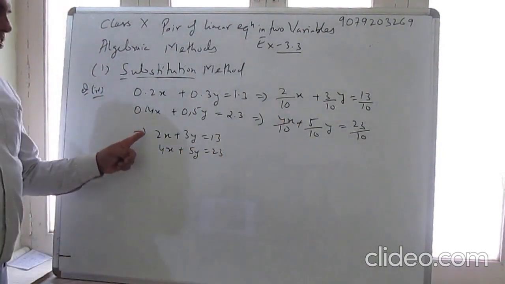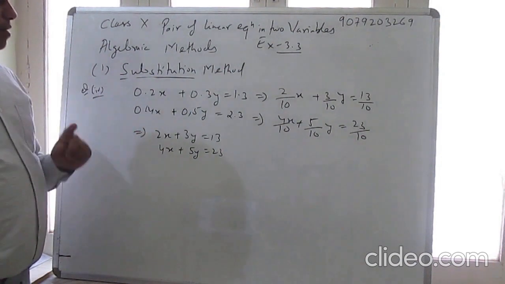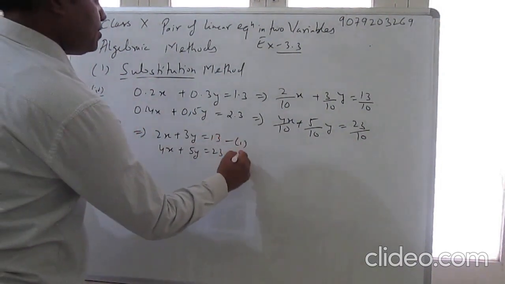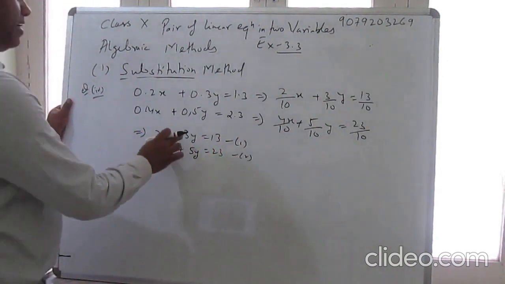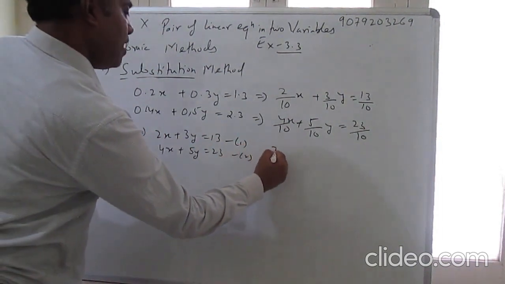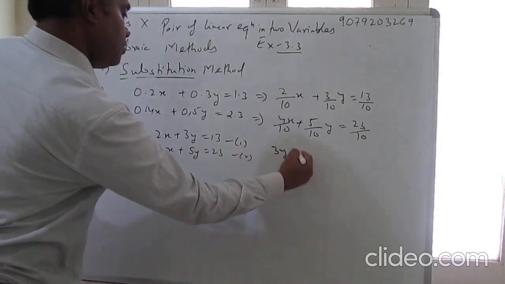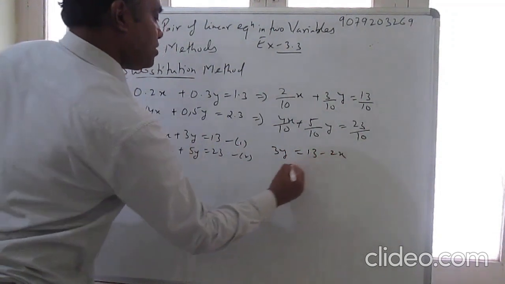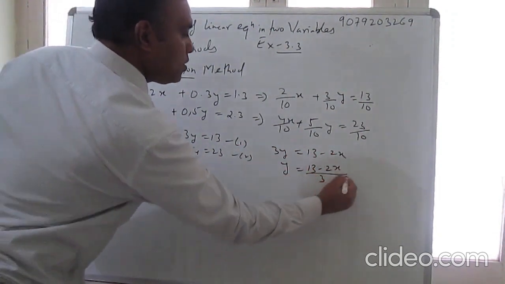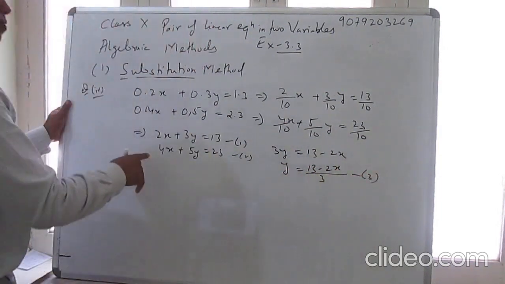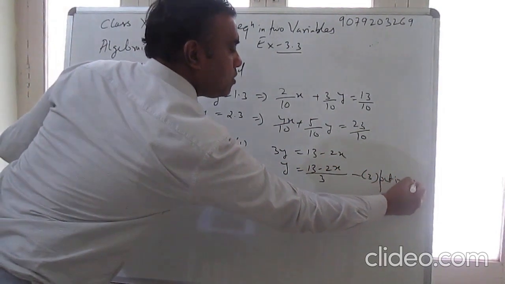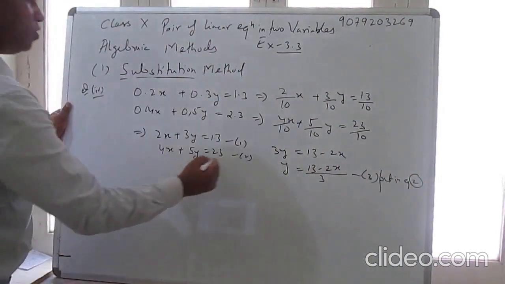You can do it by elimination method. It is very easy. Multiply by 2 and remove the x. Now by substitution method, first take the value of, suppose, y. 3y is equal to 13 minus 2x. y is equal to 13 minus 2x upon 3. This is equation 3. Put it in equation 2.